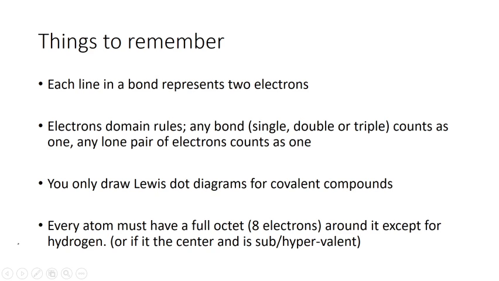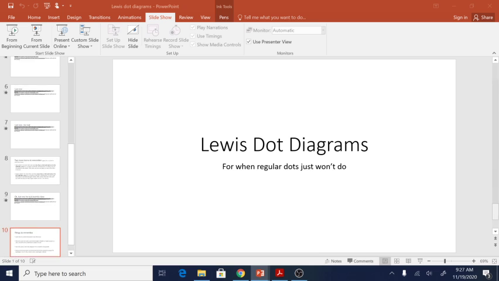Okay, so before we leave, things to remember. Each line in a bond represents 2 electrons. Electron domain rules: any single bond, double bond, or triple bond counts as 1 electron domain. Any lone pair of electrons counts as 1. You only draw Lewis dot diagrams for covalent compounds. And every atom must have a full octet, 8 electrons around it, except for hydrogen, or if it's the center and it's sub or hypervalent. Those are the rules, and I will see you in the next video.